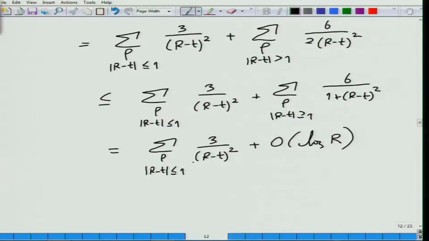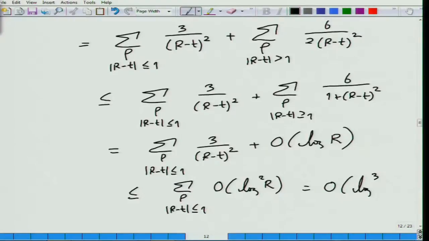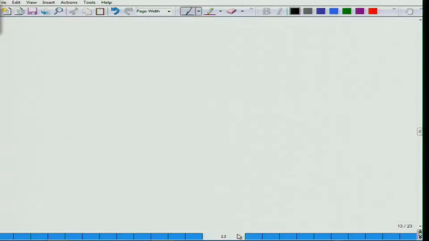Okay. So what we get here is order log square r. And of course, this quantity has nothing to do with the sum. So we are just summing over all the zeros in that strip. How many zeros are there in that strip? Order log r. So this is order log cube r. That is it. We have bounded zeta prime over zeta in that region by cutting across that. So now I am done.